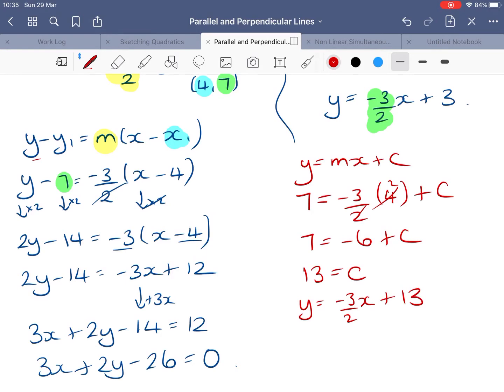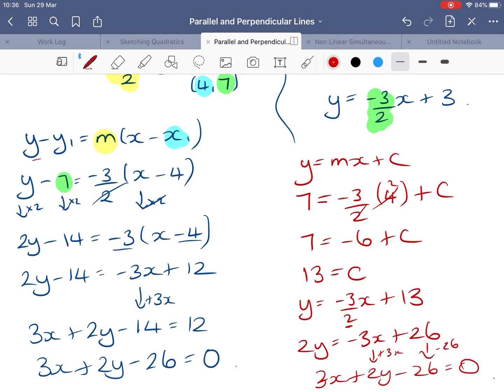So I've got my equation, y equals minus 3 over 2 x plus 13. Need to try and get rid of this denominator, so I need to multiply every term by 2. 2y equals minus 3x plus 26. And then I'm at the same point now, where I've just got to add the 3x, take away the 26, and I'd have 3x plus 2y, take away 26 equals 0. So, two different methods, but you get the same answer.